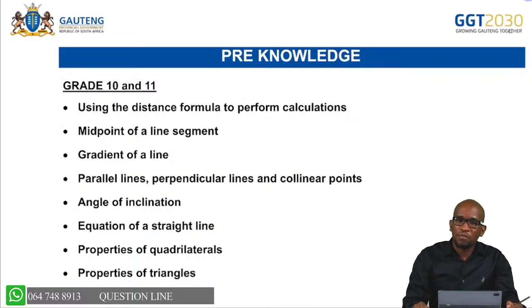For us to continue with the lesson, we need to ensure that we know these basic grade 10 and 11 concepts. Number one, using the distance formula to perform calculations, the midpoint of a line segment, the gradient of a line, parallel lines, perpendicular lines, and collinear points, the angle of inclination, the equation of a straight line, properties of quadrilaterals, as well as properties of triangles.